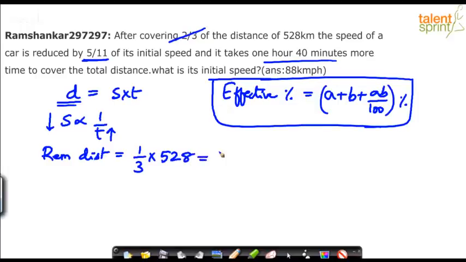1/3 of 528. So how much is this? 76 kilometers, right? We are only looking at the 76 kilometers of the distance. Yes or no? Sorry, 176 kilometers, not 76. 300 plus 210 plus 18, right? So 176 kilometers. The remaining distance is 176 kilometers. Now what happened in this remaining 176 kilometers distance?